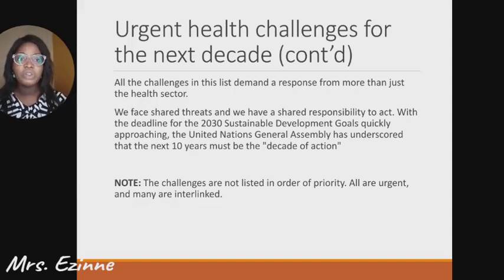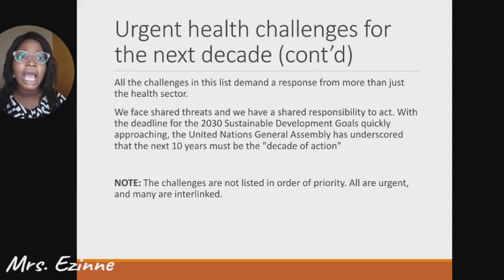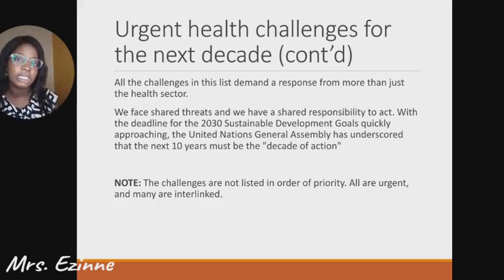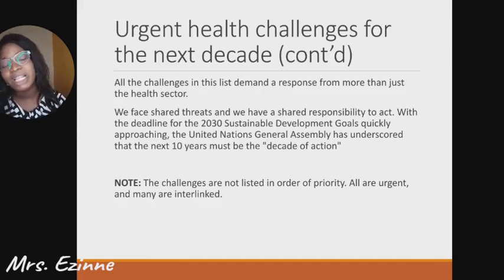With the deadline for the 2030 Sustainable Development Goals (SDGs) quickly approaching, the UN has underscored that the next 10 years, the next decade, must be the decade of action. We have to stand up and actually fight these health challenges that come our way so that we can overcome them. Now, the challenges that we are going to look at are not listed according to priority. All of them are urgent and many of them are interlinked.